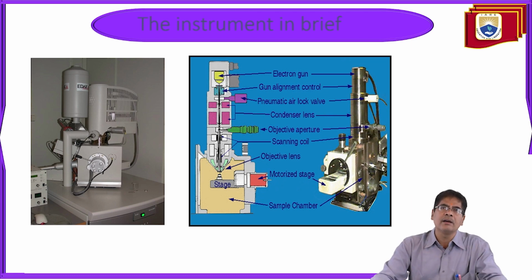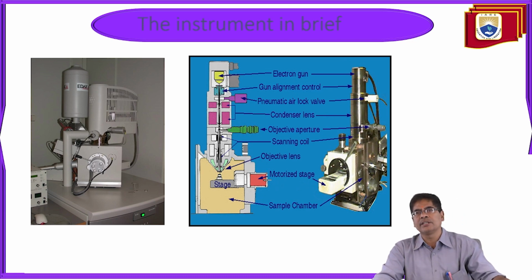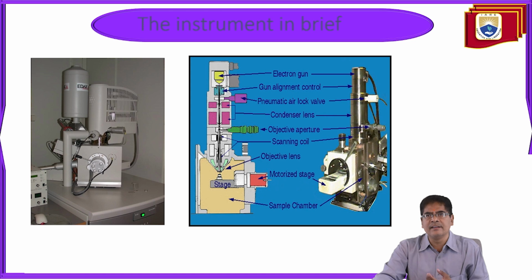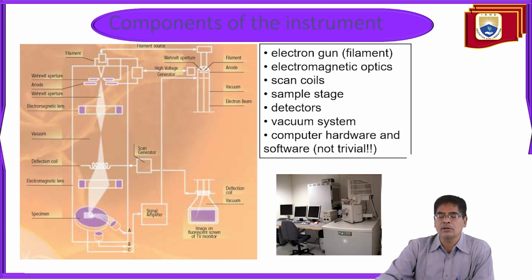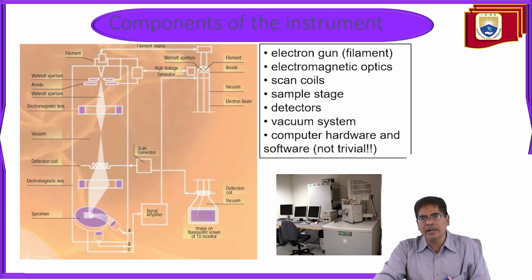We have the electron gun, gun alignment controls, pneumatic airlock valves, condenser lenses, and objective aperture. We have scanning coils, objective lens, motorized stages, and the sample chamber, which is placed at the bottom of the instrument, at the lowest stage, right? So the components of the instrument are the electron gun, that is the filament, electromagnetic optics, scan coils, sample stage, detectors, vacuum system, computer hardware and software, which is not trivial.